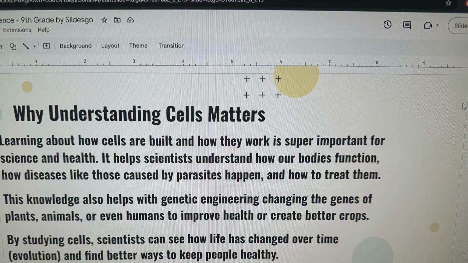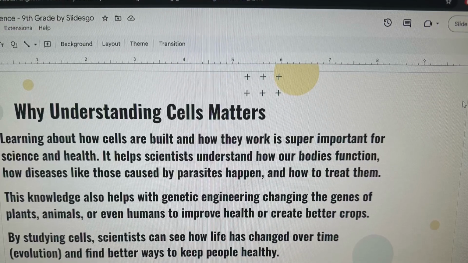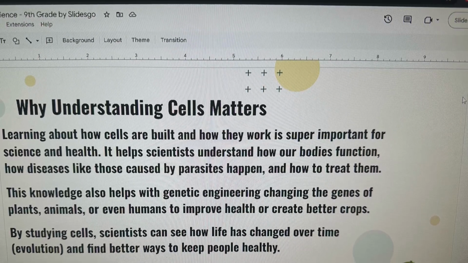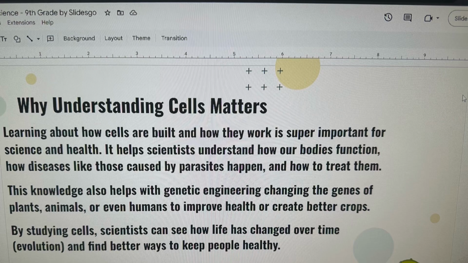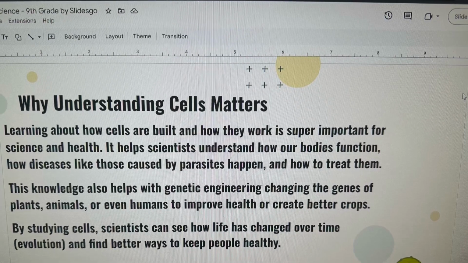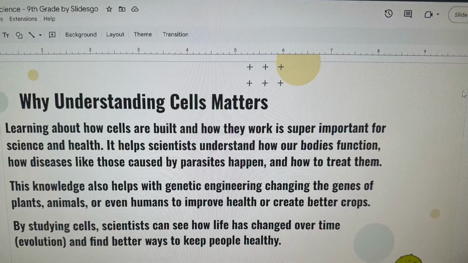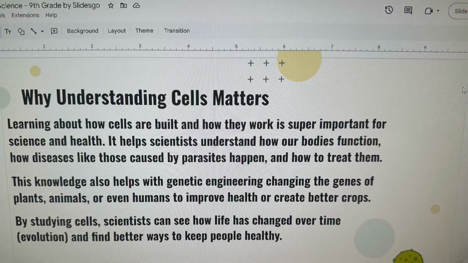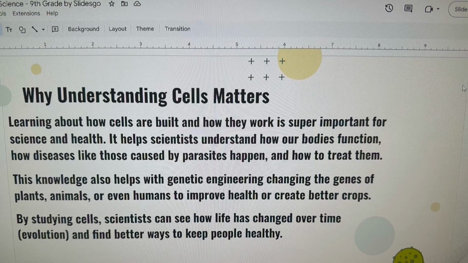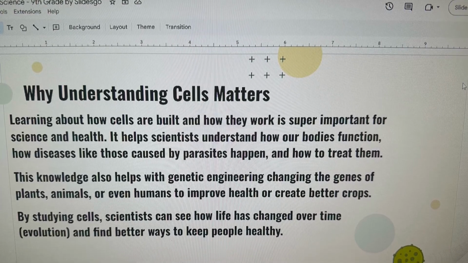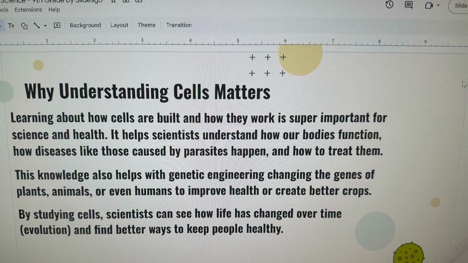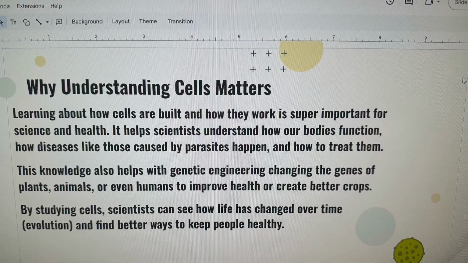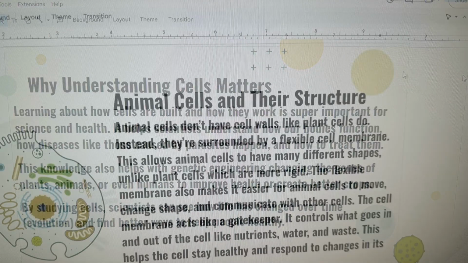Why cells matter. Learning about how cells are built and how they work is super important for science and health. It helps scientists understand how our bodies function, how diseases like those caused by parasites happen, and how to treat them. This knowledge also helps with genetic engineering, changing the genes of plants, animals, or even humans to improve health or create better crops. By studying cells, scientists can see how life has changed over time, which is also called evolution, and find better ways to keep people healthy.